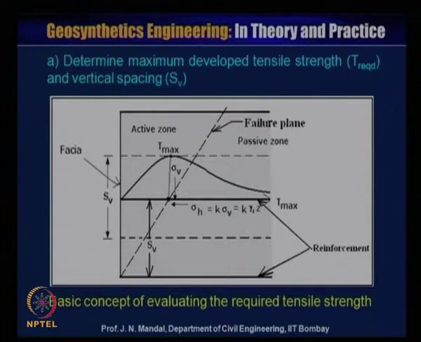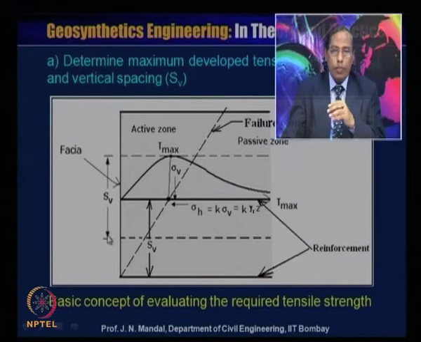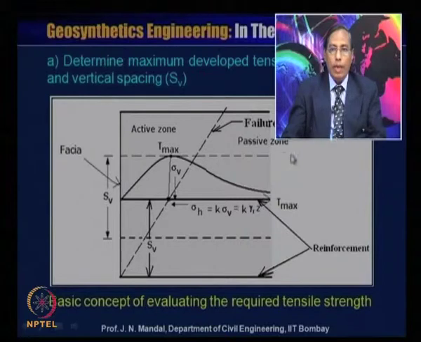Here this is a basic concept of evaluating the required tensile strength. This is the reinforcement here, and you can take this also as reinforcement in between. So from here to here is S V, the spacing between the reinforcement, and this is the fascia, and this is the reinforcement. This is where the maximum tensile force T max is acting. You know the failure plane, and this is the active zone and this is the passive zone, where a vertical force sigma V is acting.